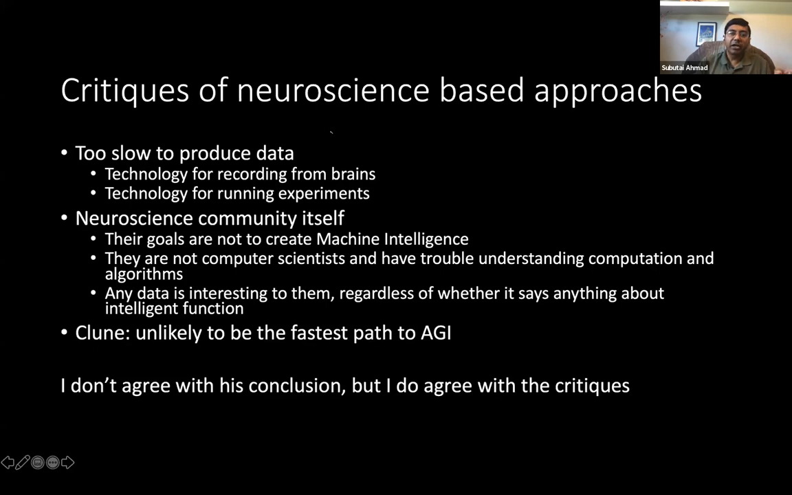The issues are that it's very, very slow to produce experimental data. The technology for recording from brains is really complex, and the rate at which it's progressing is relatively slow. The technology for running the experiments is also incredibly complicated. We've seen that it takes years for neuroscientists to figure out the recording techniques and run the experiment and then come up with the right results and analyze the results and all that. So it is a slow way to get data.